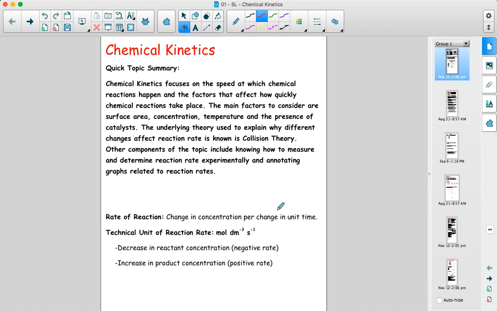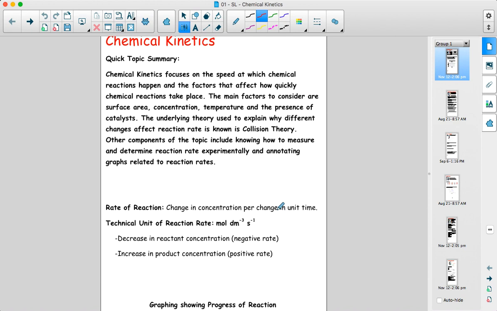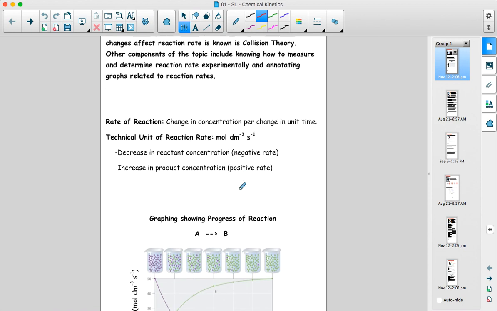The main things we're going to look at are things like surface area, concentration, temperature, and the presence of catalysts. The theory that we'll use to explain why these changes affect reaction rate is called collision theory. And other components of this topic look at how we measure reaction rate experimentally and what the graphs look like that we create with those methods.